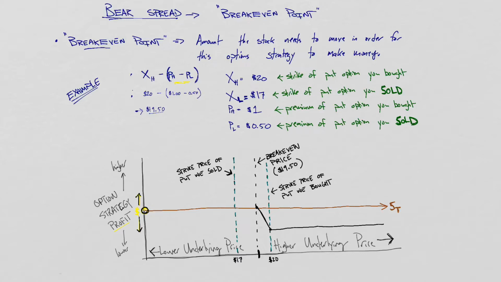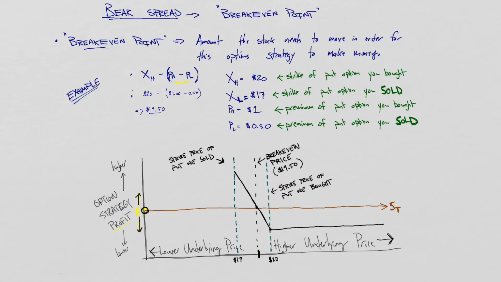And if we were just done there, if we didn't sell a put, then the option profit would just look continually like this. The more the underlying fell, the more that we would make. But since we did sell at that lower strike of $17, then once the underlying falls below 17, that put option that we sold kicks in. That put option will start delivering losses to us.